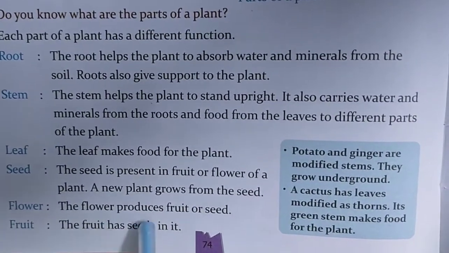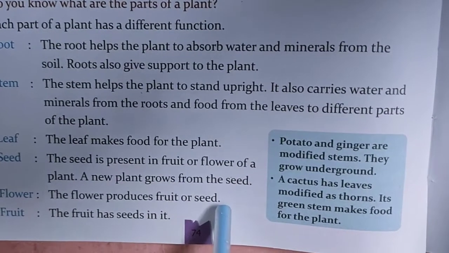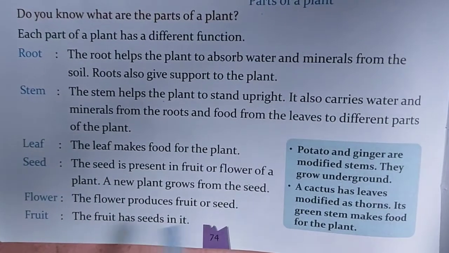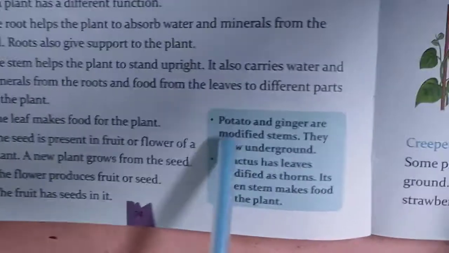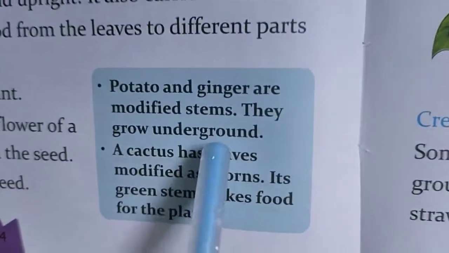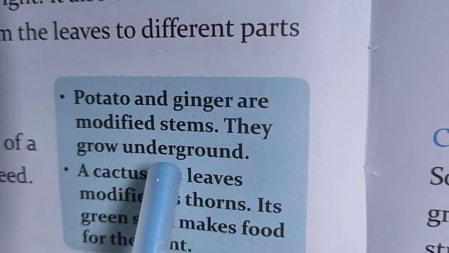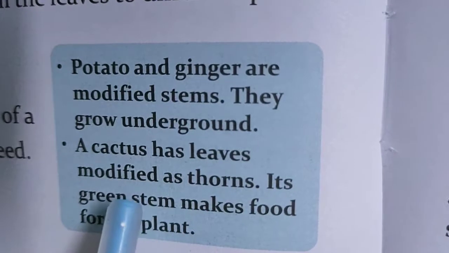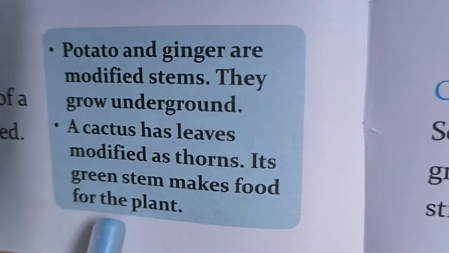Flower. The flower produces fruit or seed. From the flower we get fruits, and inside the fruits we get seeds. Fruit. The fruit has seeds in it. See, potato and ginger are modified stems. They grow underground. Be careful, children, it will be an MCQ. Underground, that is a stem. A cactus has leaves modified as thorns. Its green stem makes food for the plant.